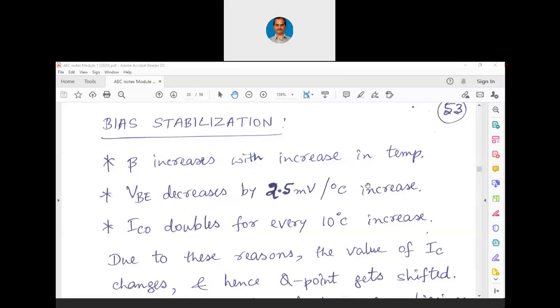Only the voltage divider bias circuit will remain stable if at all that condition of beta RE must be greater than or equal to 10 R2. If that condition is satisfied, then we can say that voltage divider bias is stable compared to all other biasing circuits.